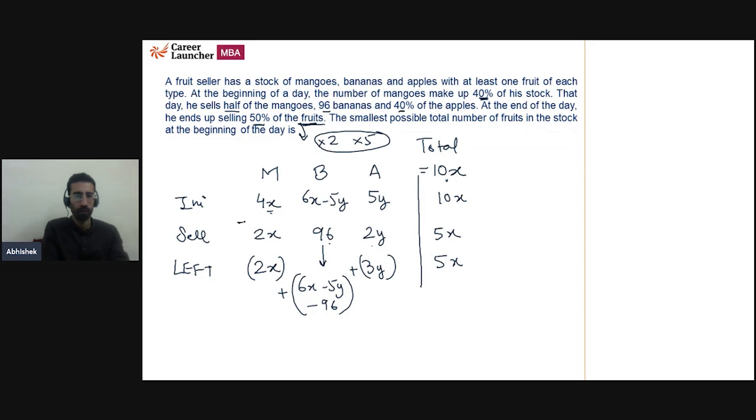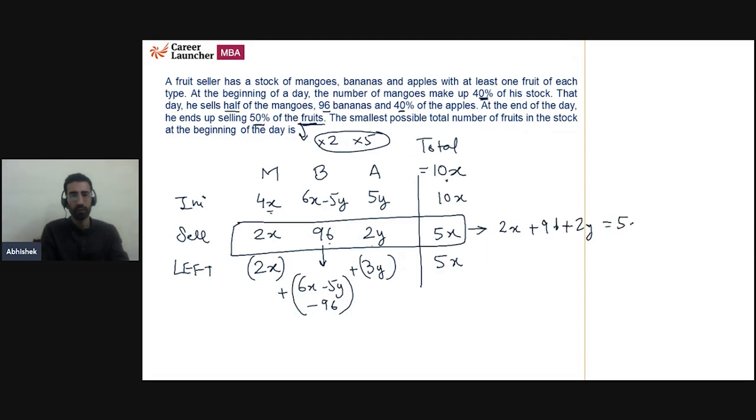Yeah. I mean, we can use either this or the next one. I'd be very surprised if it comes out to be any different. It shouldn't. It should be exactly the same. So let's just focus on this equation or the next one, which is if you've sold 2x plus 96 plus 2y fruits and you've sold 5x in total net. What is this? This is 3x is equal to. That's what it is, no?